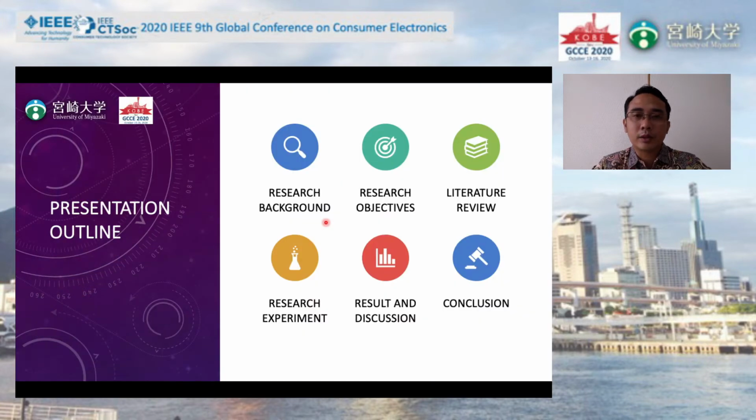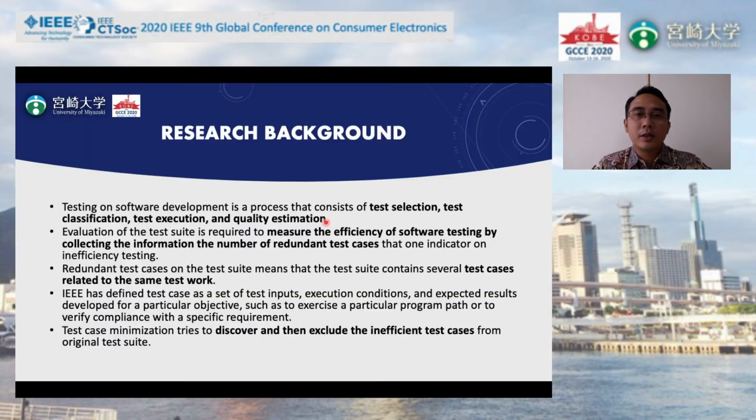This is my presentation outline. So this is the research background. Testing in software development is a process that consists of test case selection, test case classification, execution, and quality estimation. Evaluation of the test suite is required to measure the efficiency of testing by collecting information on the number of redundant test cases. A redundant test case in the test suite means that the test suite contains several test cases related to the same test work or objective.